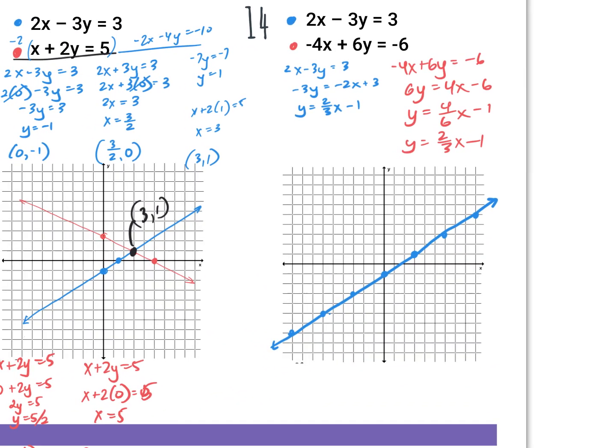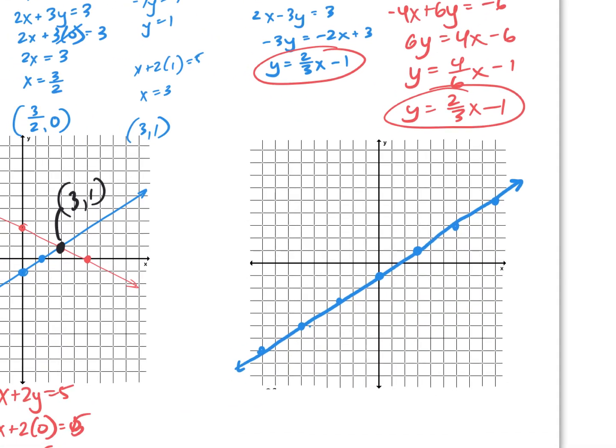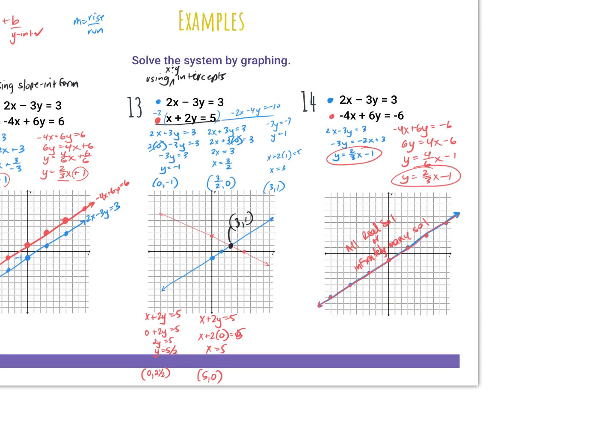So if you notice, guys, when I rewrote it, notice that the equations are exactly the same. My y-intercept is -1 and my slope is 2/3. All my points are going to overlap. This ends up being an example of infinitely many solutions, or all real solutions. And the reason that it is, is because it's the same line.